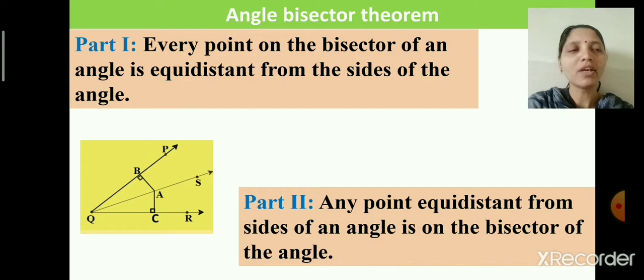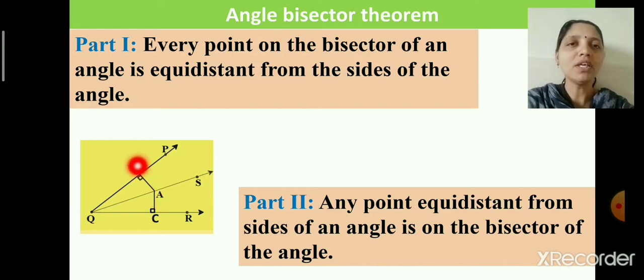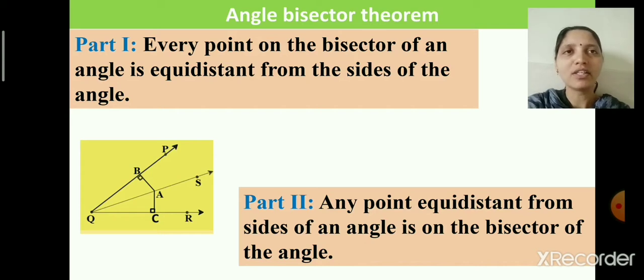Now let's see the statement for part 2. Any point equidistant from the sides of an angle is on the bisector of the angle. So if I consider AB is equal to AC, then according to this statement, point A will be on the angle bisector of this angle. I hope you are understanding these two statements. Accordingly, you have to solve the sums from practice set 3.4.